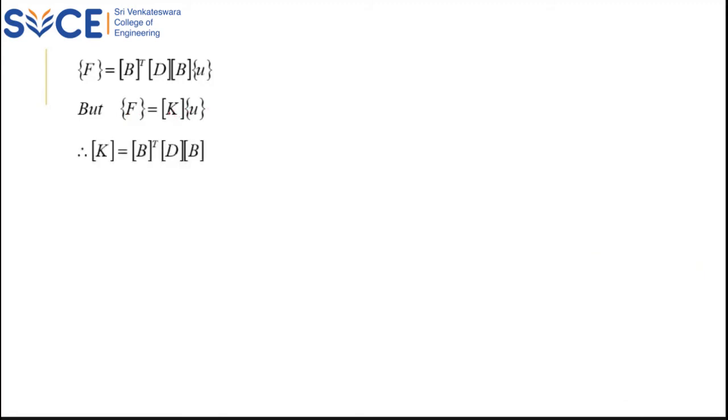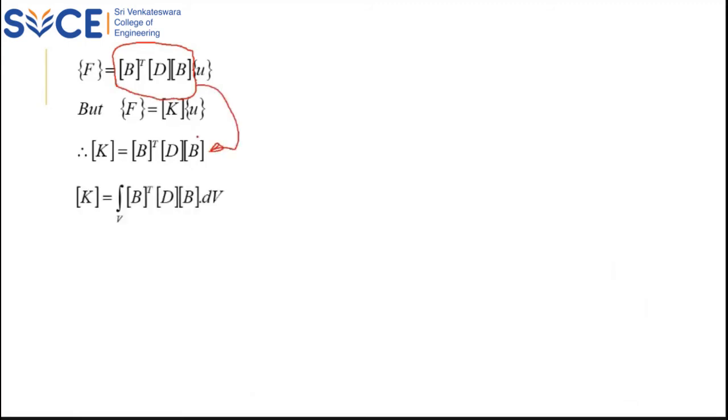Now I got my F matrix. You know that F is K into U, because my aim is to identify my stiffness matrix. The stiffness matrix is the main part of any finite element analysis. If I want the stiffness matrix, F is equal to K into U, so I can identify it. Now I can relate it: F is this, so in that case, this term is my stiffness matrix.